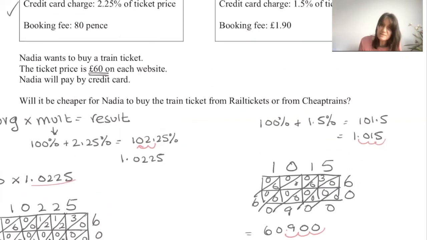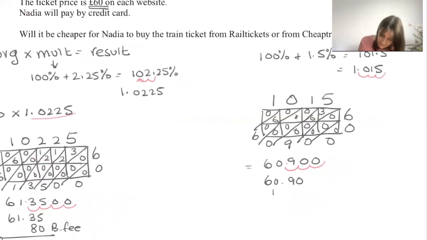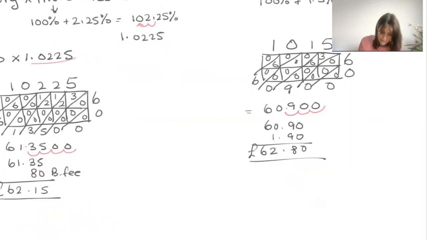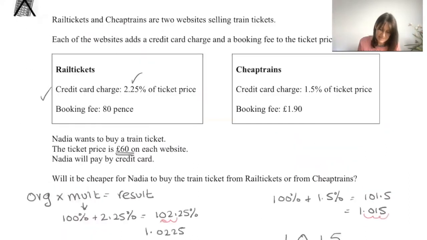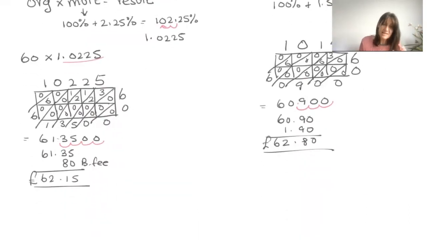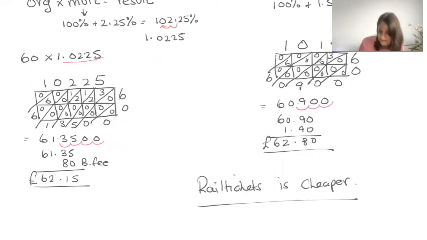The booking fee is £1.90. So £1.90 gets added on. So that's 0.8. Carry the 1 is 2. And you've got £62.80. When you compare both those, you can see that our first piece of working out, was it rail tickets, is the cheapest. Now you must answer the question. Rail tickets is cheaper. Okay, and then that will get you your full marks.